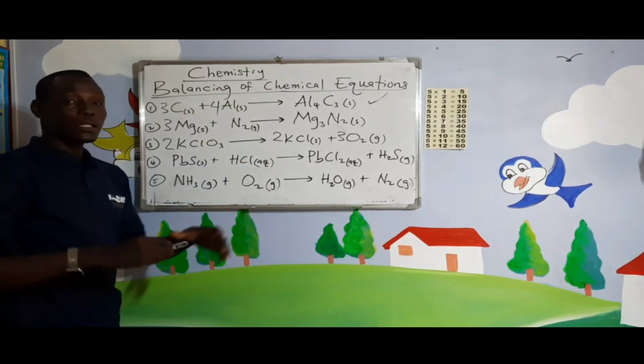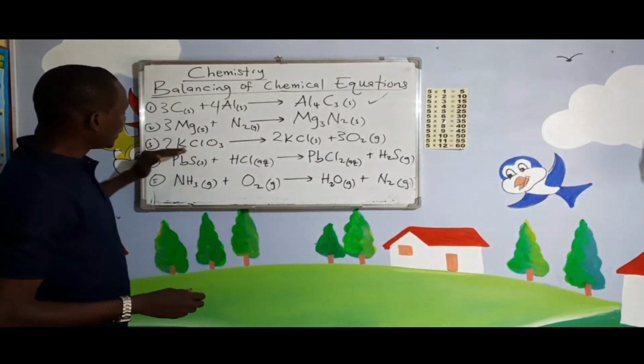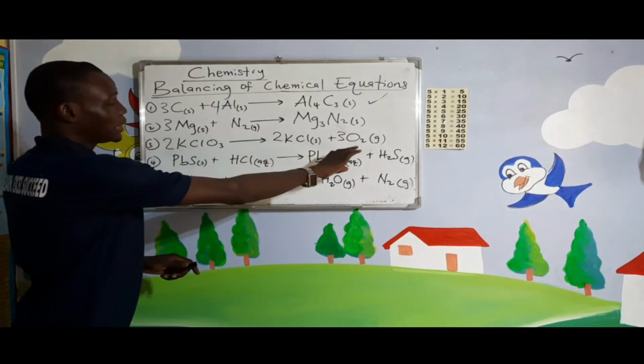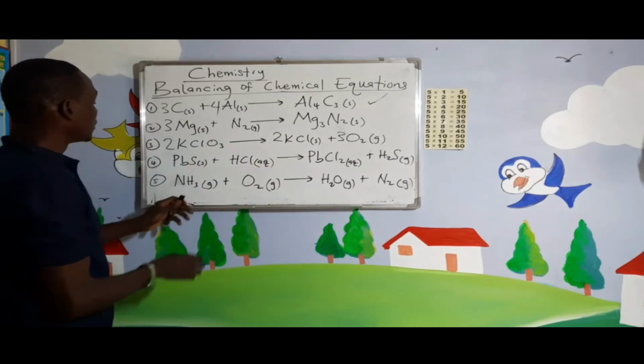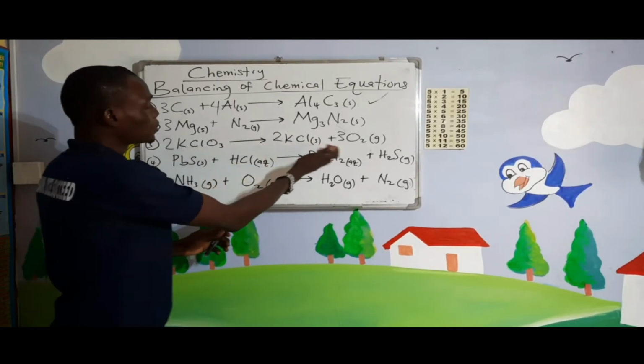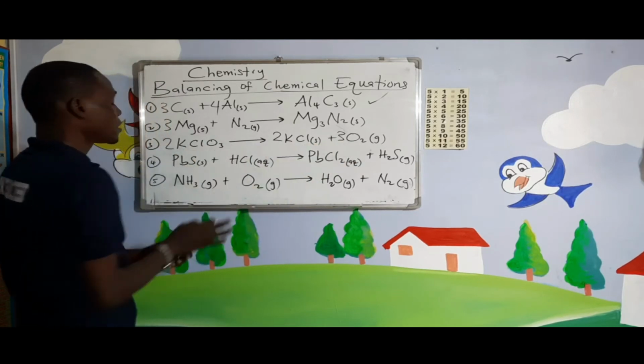So the third equation is now balanced too. If you do the atom count, you find out that it's balanced. 2 potassium atoms, 2 potassium, 2 chlorine atoms, 2 chlorine, oxygen 6, oxygen 6, so it's balanced.